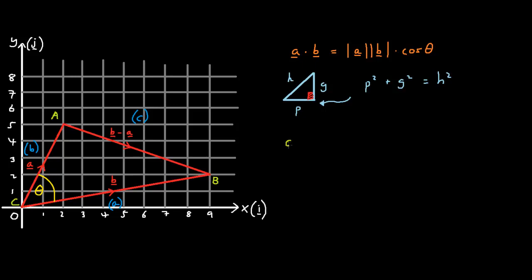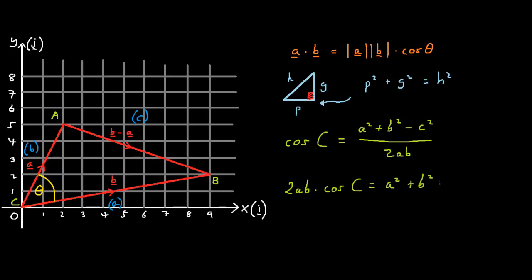Secondly, you need to know that cos large C equals a squared plus b squared minus c squared over 2ab. Rearranging this equation, we get 2ab multiplied by cos large C equals a squared plus b squared minus c squared. And rearranging this equation once again, we get c squared equals a squared plus b squared minus 2ab multiplied by cos large C.